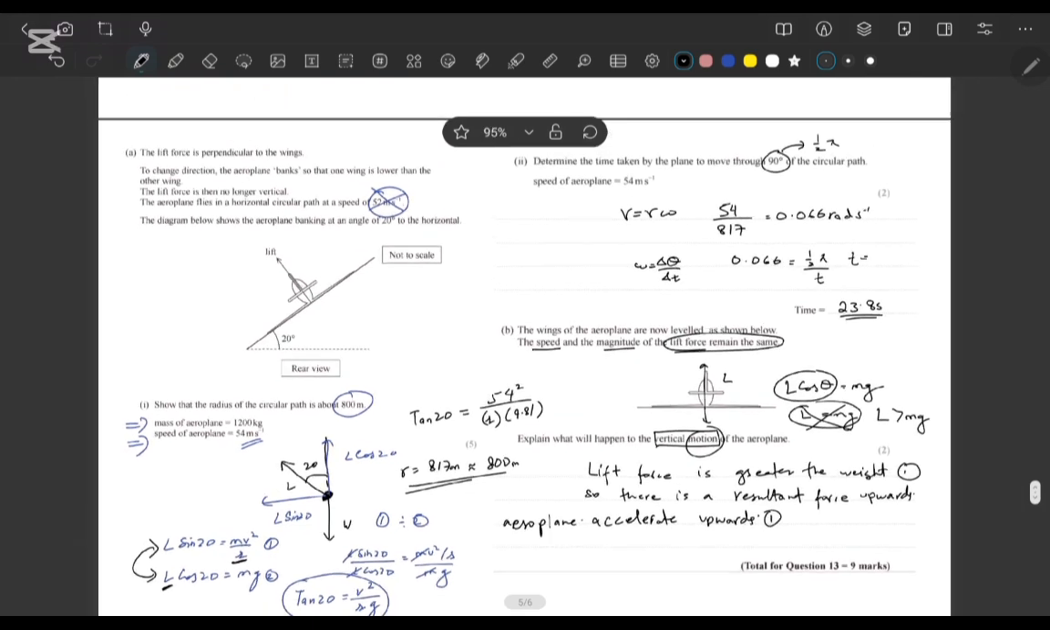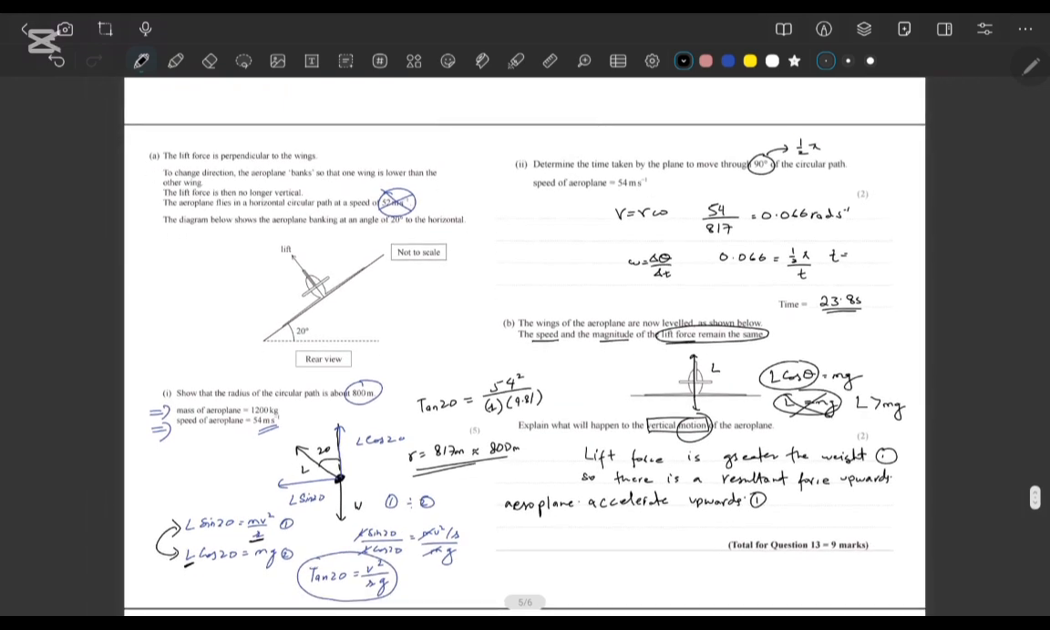Okay, so I've explained the question. I hope you get everything that's going on in this question. And yeah, now I'll show you the examiner report and the mark scheme.